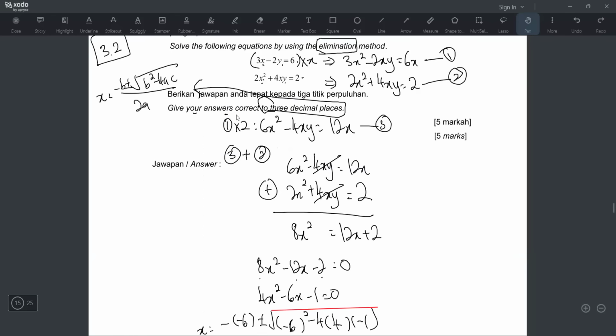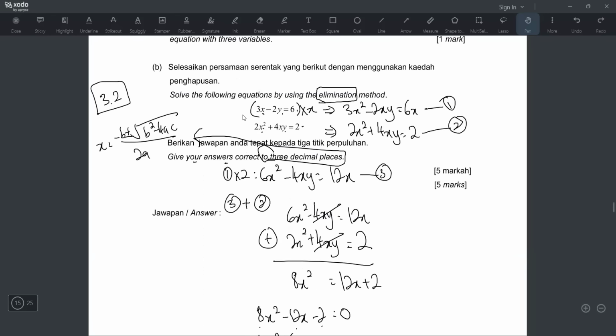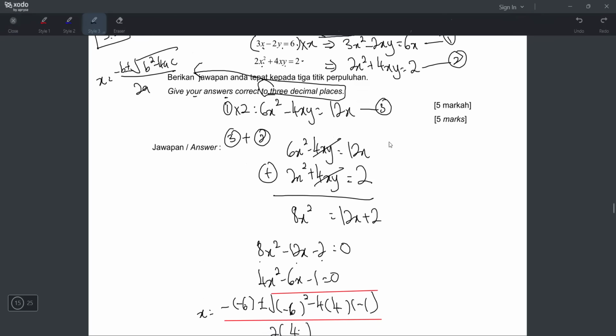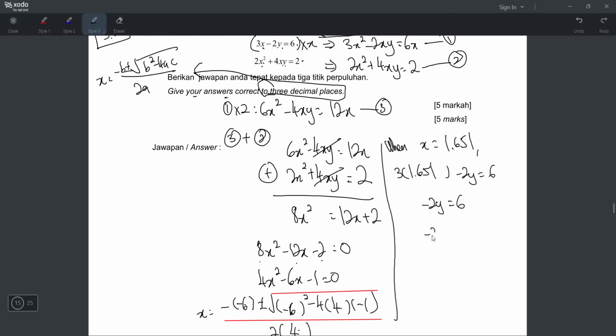Okay, now we have to sub balik inside to cari y. Tapi macam mana nak sub? Alamak, susah ni. I think I will sub into this one lah. Or this one better. Both also same lah. I think I'll just sub into the first one lah. Alright, so I'll just write here. When x equals 1.651, and then I sub into this one, 3x minus 2y equals 6, and then the x is 1.651. Okay, later I'll get negative 2y, and then something here equals to 6, and then negative 2y equals like that, pindah, and then y equals, right? But I have to do again.